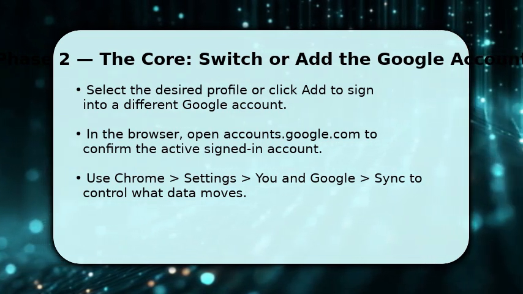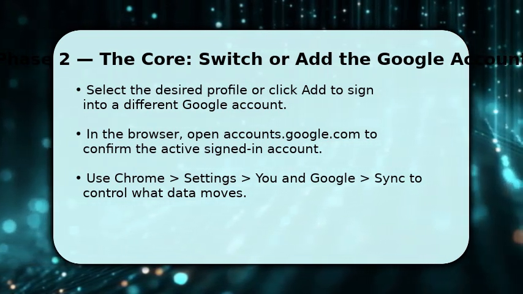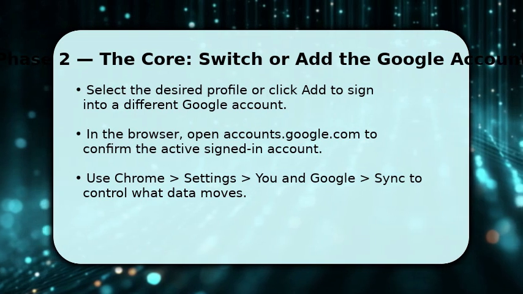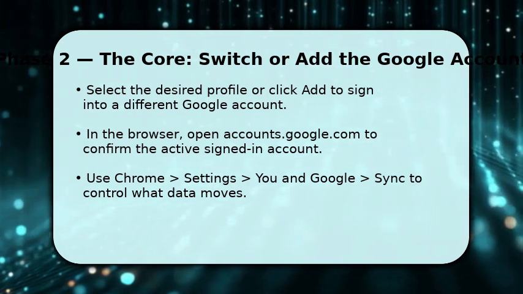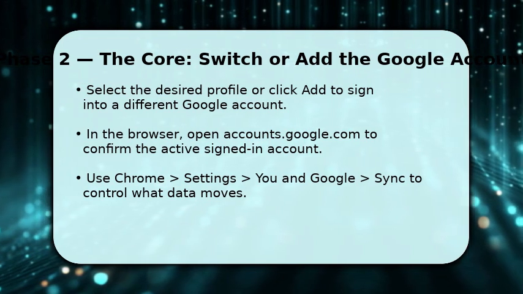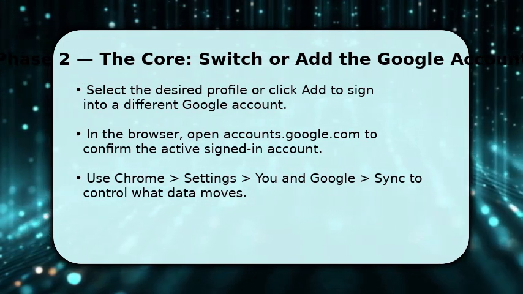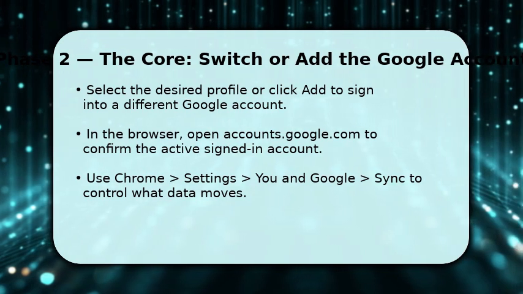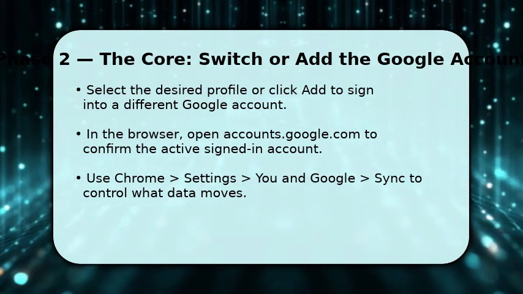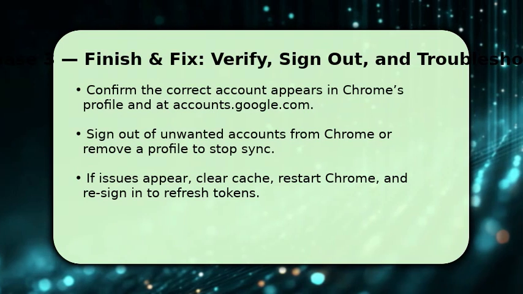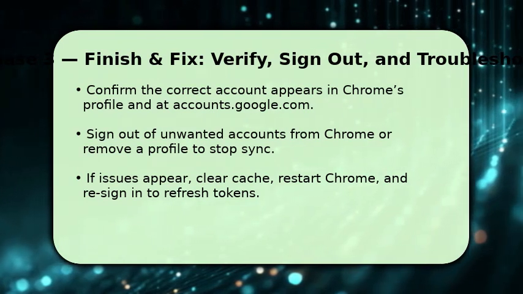Make sure sync settings reflect what you want: bookmarks, passwords, history, because Chrome will merge or separate data based on those choices. If you want a clean separation, create a new profile rather than sharing a profile. Finish by verifying the active account in both Chrome's profile menu and the Google account page. Make sure bookmarks and passwords match expectations.